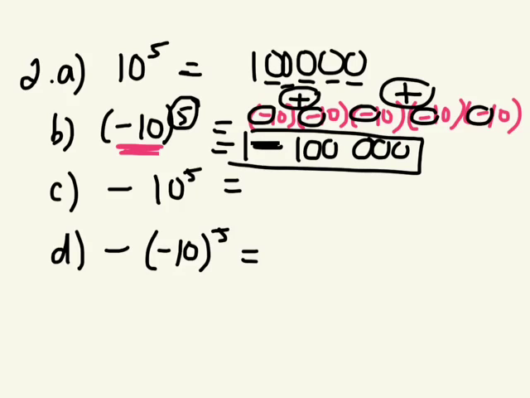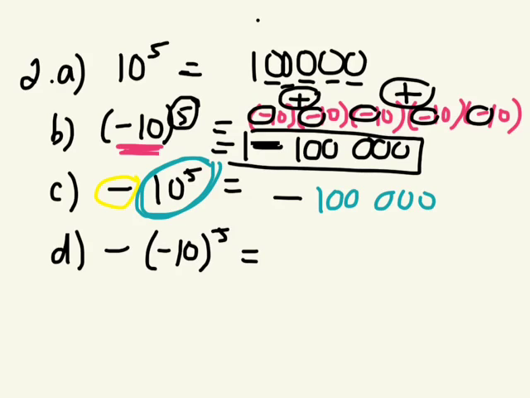Raise your hand if you think C will have a negative answer. Raise your hand if you think the answer for C is positive. Who thinks the answer is negative? Yes. Remember, this is the power. There's no brackets, but it's a negative power. So it's going to be negative. When we evaluate this, it's still 100,000. It's still negative 100,000. D is a little different.